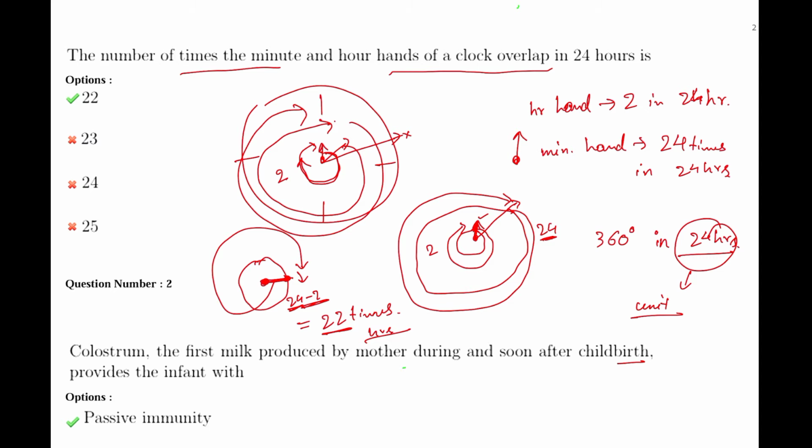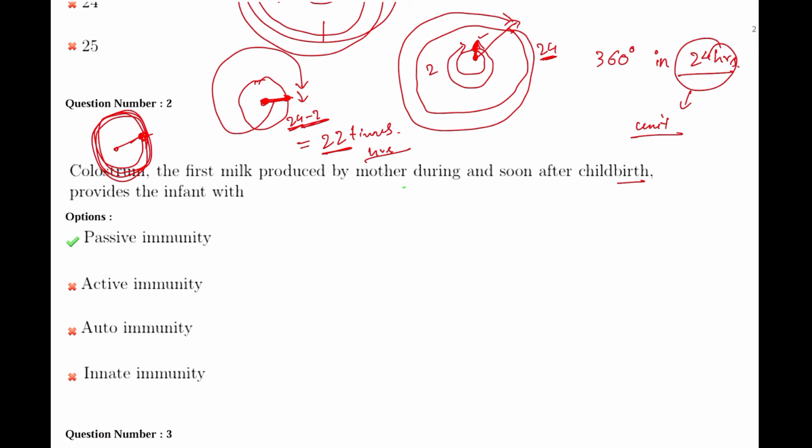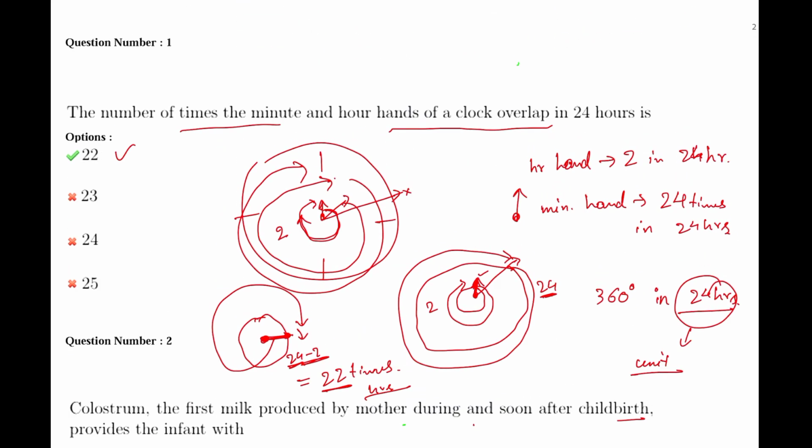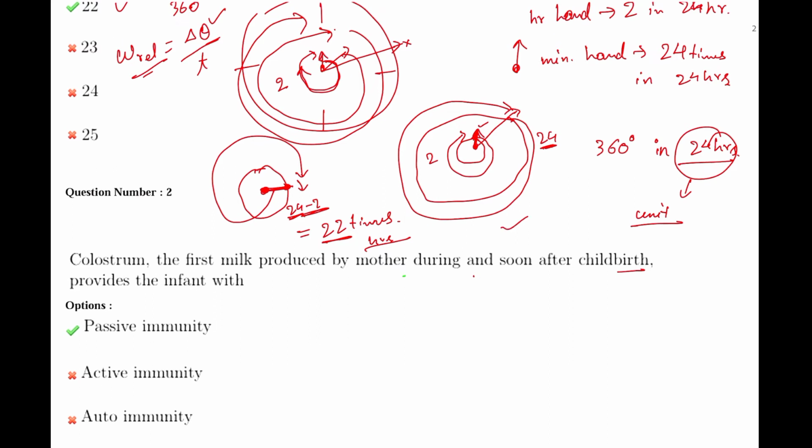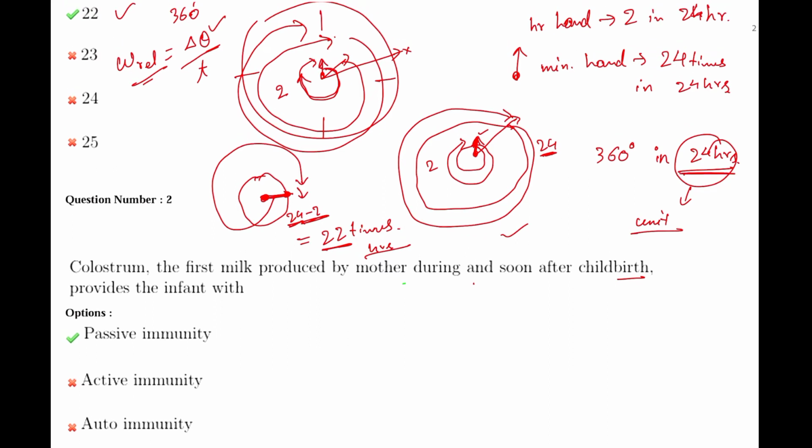Therefore, how many times will it cross? If the hour hand is stationary, the minute hand is moving 22 times in the same amount of time. Therefore the answer is 22. You can also do this question by relative angular velocity, which is actually the same thing, with the same 360 degrees covered. But this is a better way, I think, because you simply have 24 hours as the unit of time.